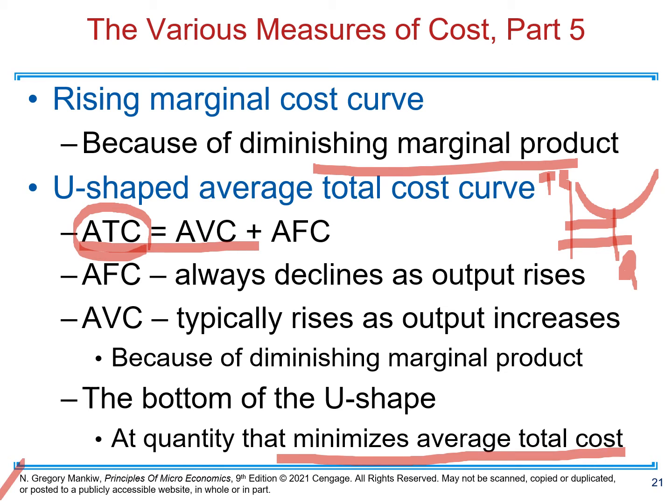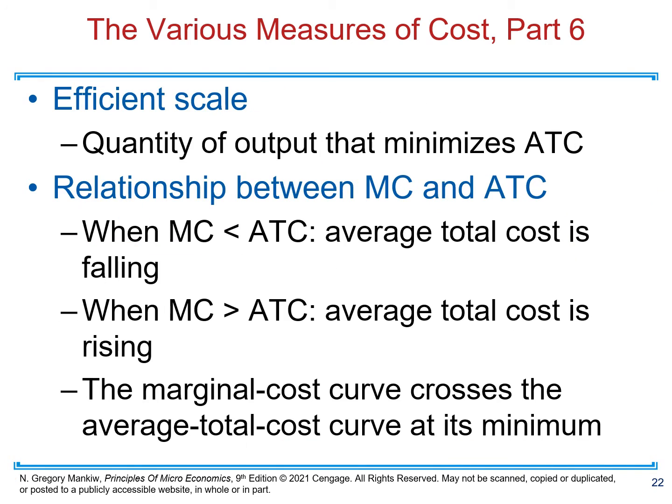We call that the efficient scale. Where is the efficient scale? It's the quantity of output that minimizes ATC, average total cost. Now the relationship between marginal cost and average total cost, we're going to see it in the graph. When marginal cost is less than average total cost, average total cost is falling. And vice versa: when marginal cost is greater than average total cost, average total cost is rising.